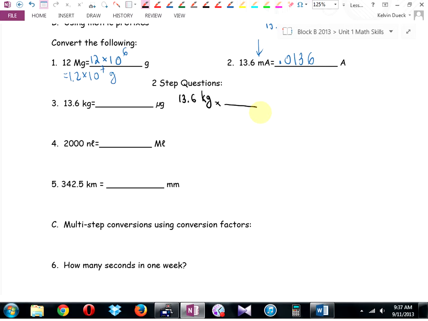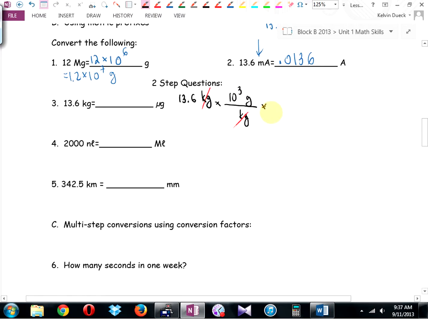So kilograms is on top, so I'm going to put it on the bottom. I'm going to put grams right there. But what can I replace kilo with? What's it the same as? 10 to the? And that would cancel out the kilograms, and that would get me into grams. I don't want to stop there.